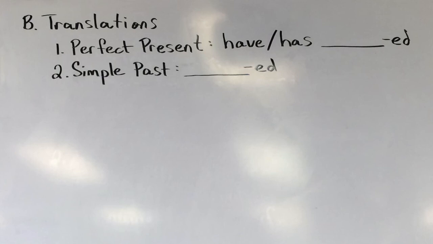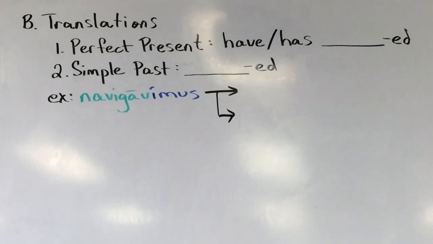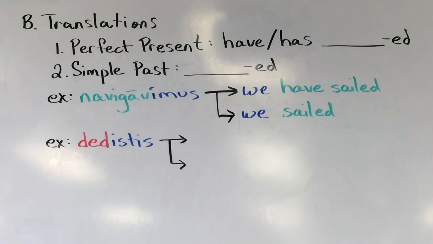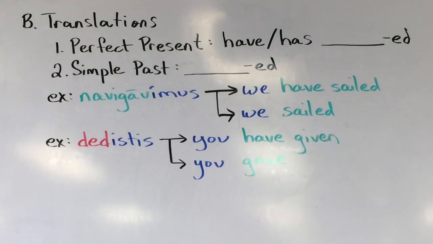Let's take a look at how this works out in practicality. If we have the verb navigavimus, for instance, it could be translated as either we have sailed or we sailed. Try on your own to get the correct translations for dedistis. If you got the correct translations, then they are you have given or you gave.